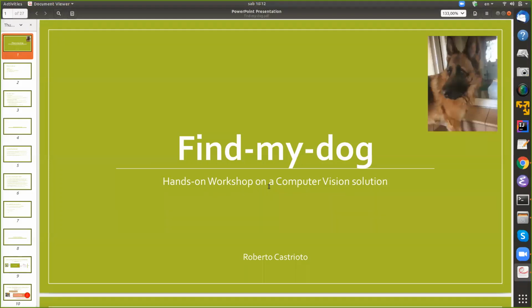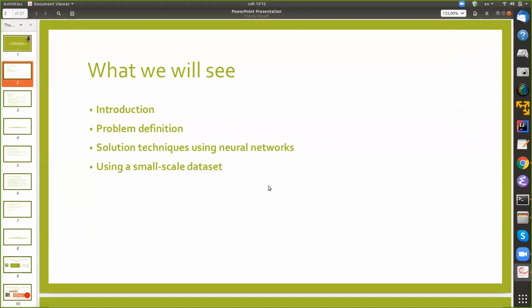For this, I prepared some material for my presentation. So we will go through a brief introduction. Then it will be important to define the problem, because the machine learning problem that we will try to solve is of a particular kind, actually. Then we will see what kind of strategy I picked up trying to solve the problem using a data set that is not a large data set like the ones usually available for identification tasks.